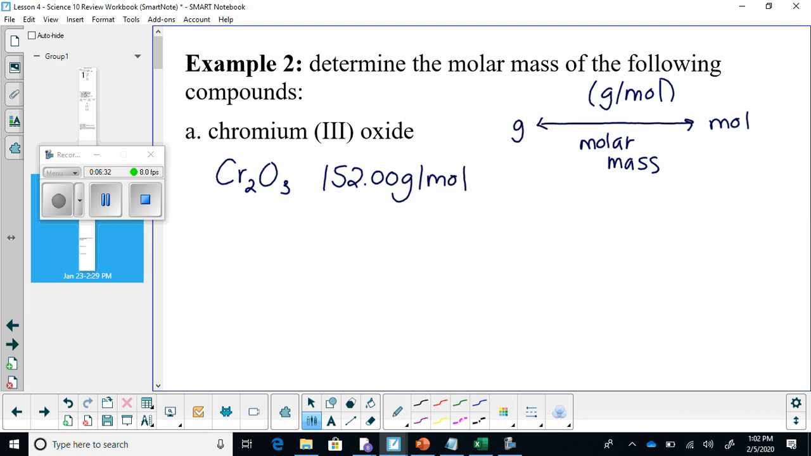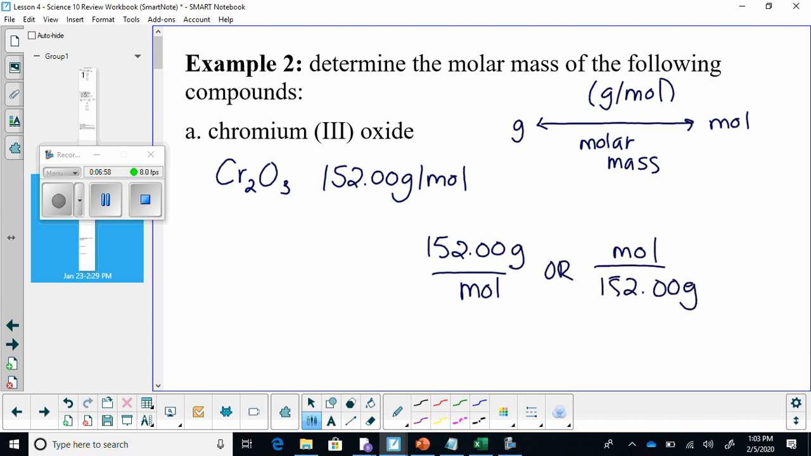Now this here, it's a ratio. And a ratio we can represent in two ways. I can represent this molar mass as 52.00 grams per mole. Or I can flip this ratio and represent it as 1 mole per 52.00 grams. This is representing the same ratio. Does that make sense? Yeah? Okay.